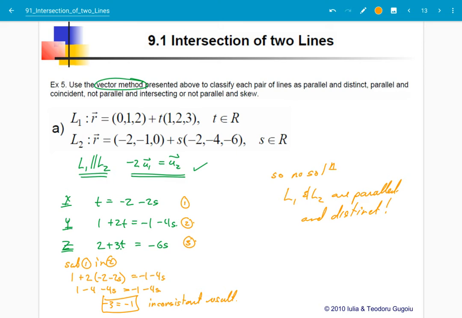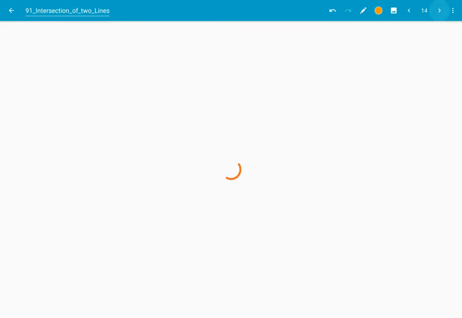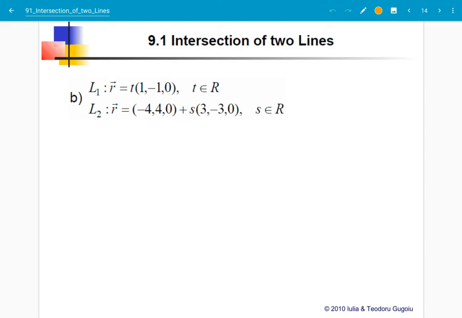Okay, try the next one. Are they parallel or not? If they are parallel, are they parallel and distinct? Or parallel and coincident?